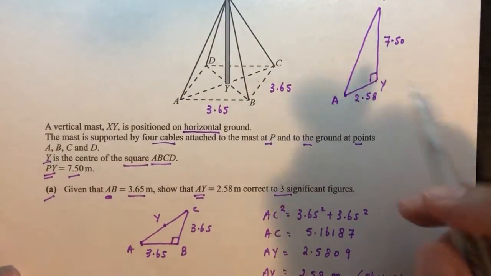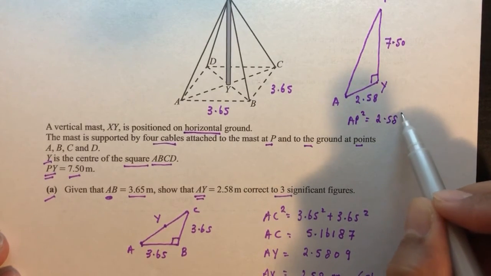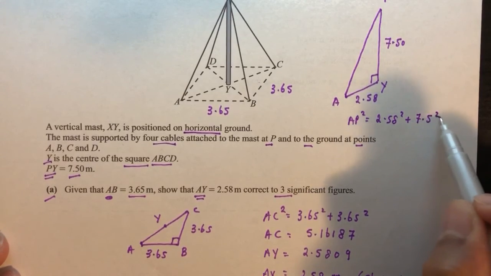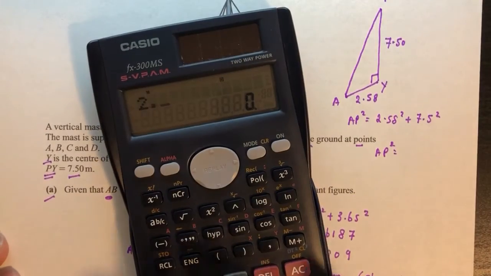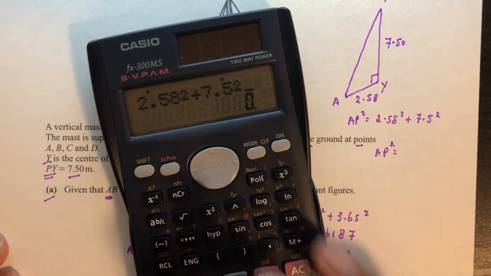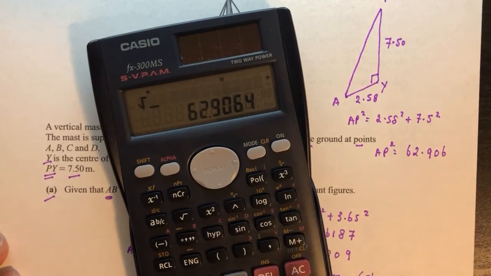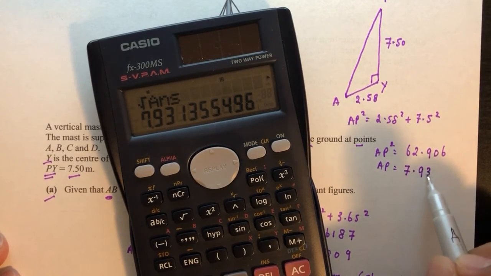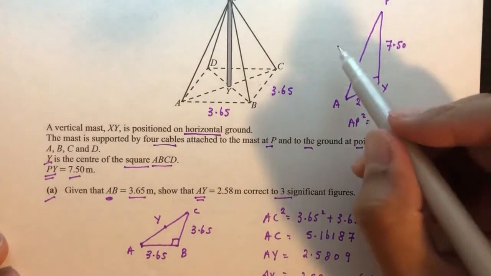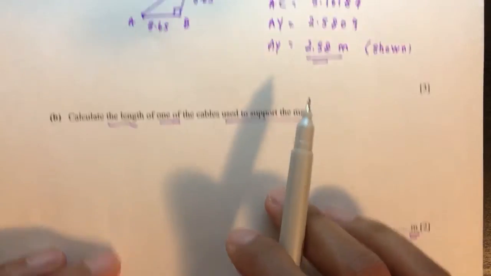This will be pretty easy. By Pythagoras' theorem again, we will have AP squared equal to 2.58 squared plus 7.5 squared. So AP squared will be equal to what? 2.58 squared plus 7.5 squared, that will be 62.906. So square root, AP will be 7.93. So this cable will be 7.93. Let's write this down: 7.93 meters for the length of the cable used.